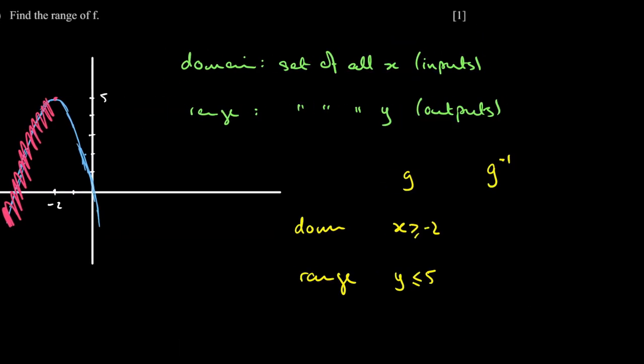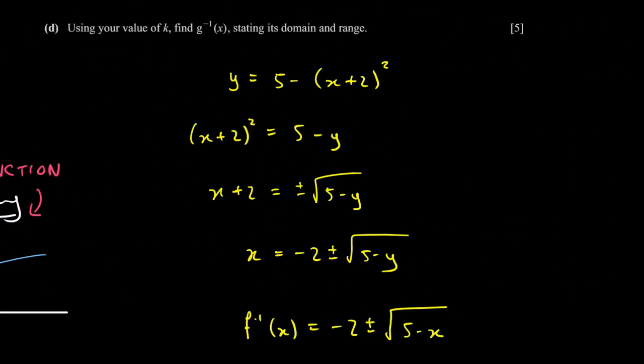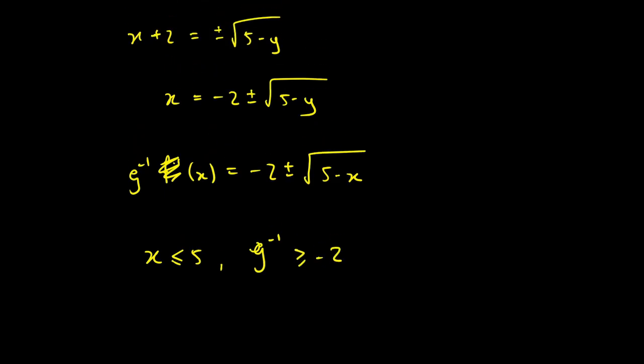So we can go over here and say, all right, our domain for the inverse function is x is less than or equal to 5. And our range is y is greater than or equal to -2. Okay, so now I can go over here. My domain for this is x less than or equal to 5. And the range of g inverse is greater than or equal to -2. Okay, so that's what we get for the domain and the range.